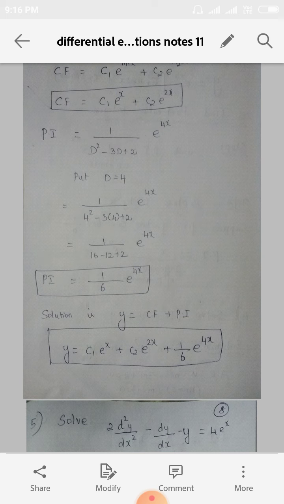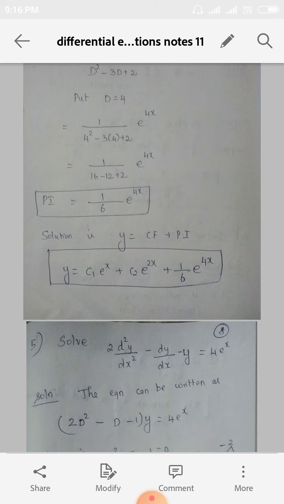Now write the general solution. What is the general solution formula? Y is equal to particular integral plus complementary function. That is, complementary function plus particular integral. So y is equal to, what is the complementary function we found, girls? C1 e power x plus C2 e power 2x. Plus what is the particular integral we found? 1 by 6 into e power 4x. Okay, this is the solution.